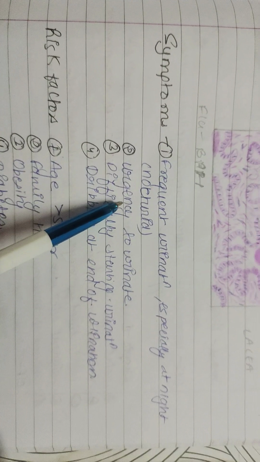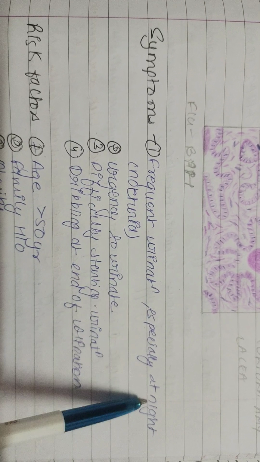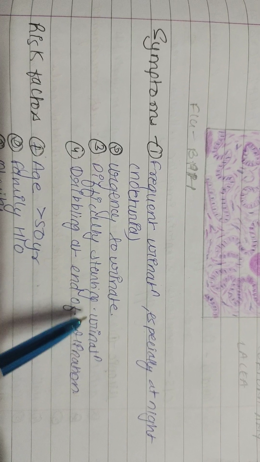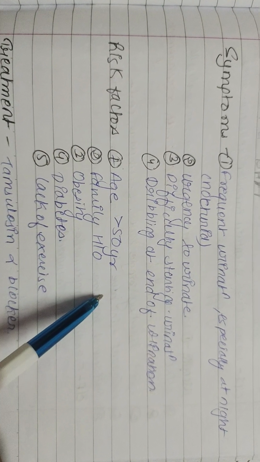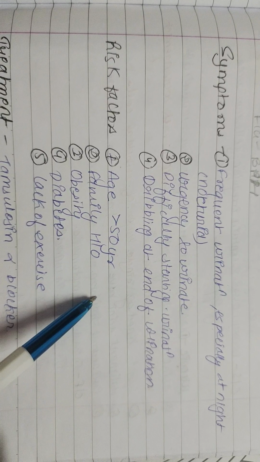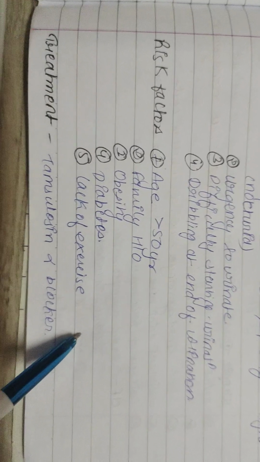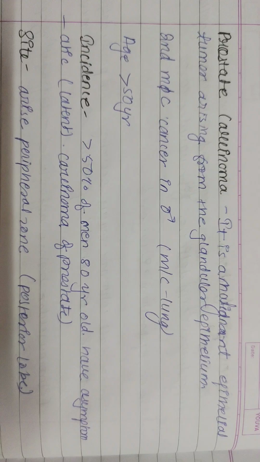Now, the symptoms of benign prostatic hyperplasia are frequent urination, especially at night (nocturia), urgency to urinate, difficulty in starting urination, and dripping at the end of urination. The risk factors are age more than 50 years, family history of benign prostatic hyperplasia, obesity, diabetes, and lack of exercise, and the treatment is tamsulosin, which is an alpha blocker.